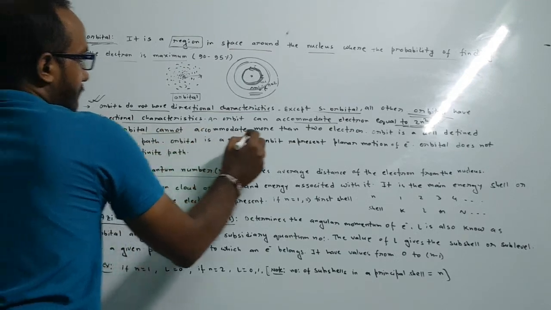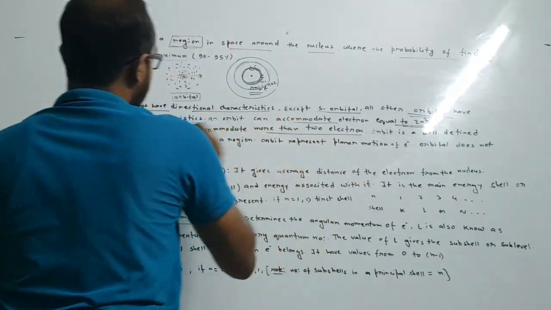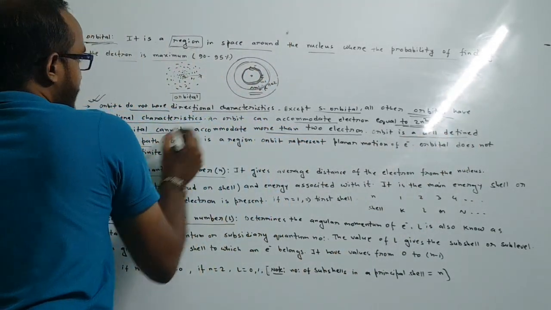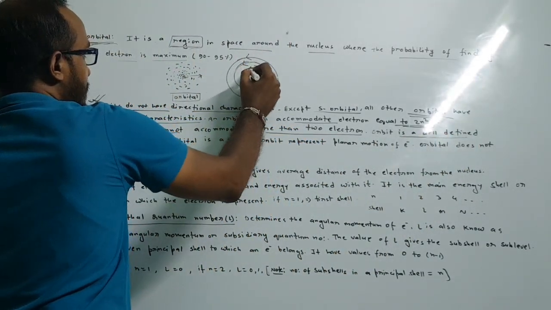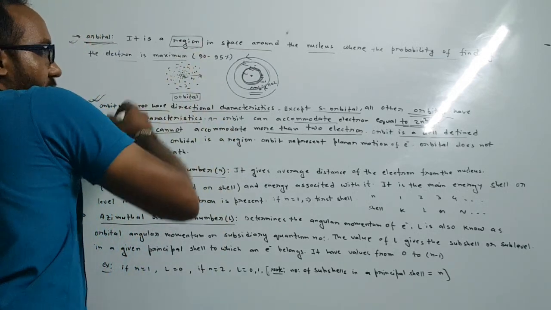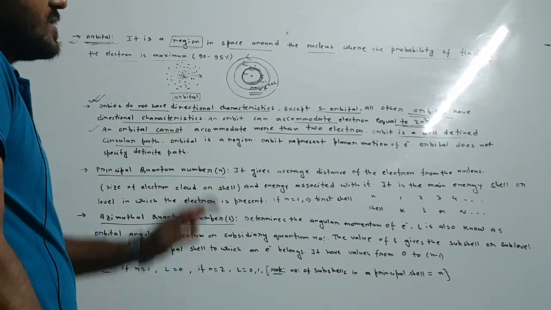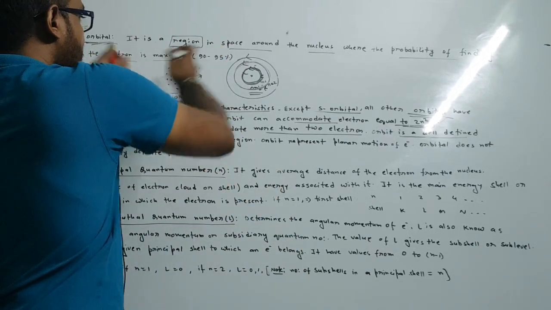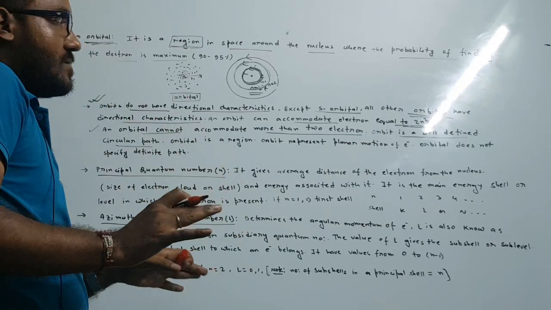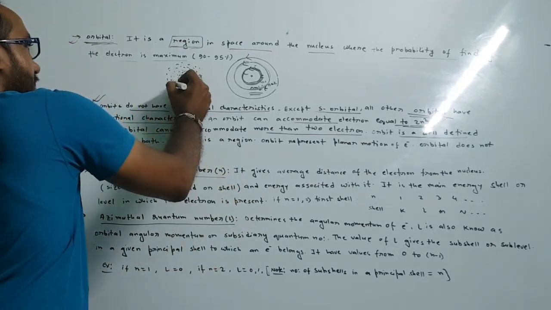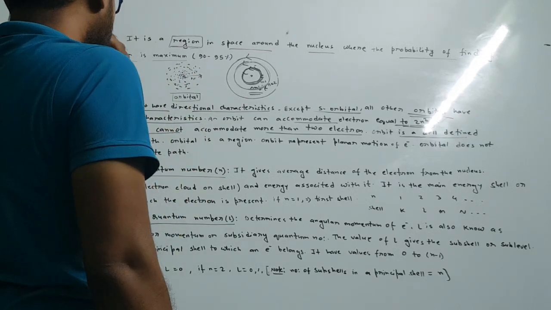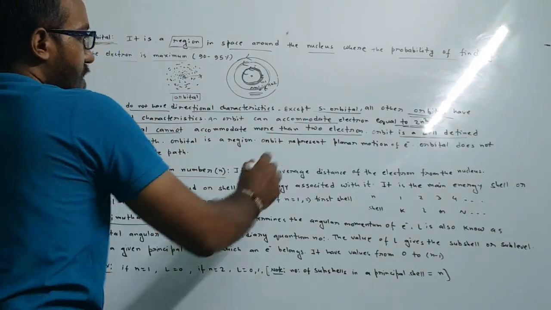An orbital cannot accommodate more than 2 electrons. This is a difference. Orbit is a well defined circular path. Orbital is a region. You can find the electron anywhere. That is the main characteristic of the Schrodinger wave equation. That's why we use the probability density function, because we can find the electron anywhere in this region. That's why this is the concept of orbital.